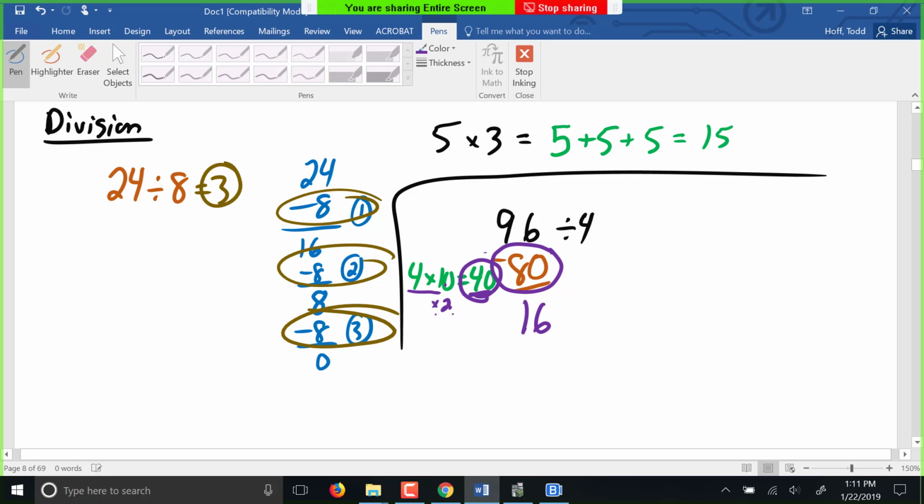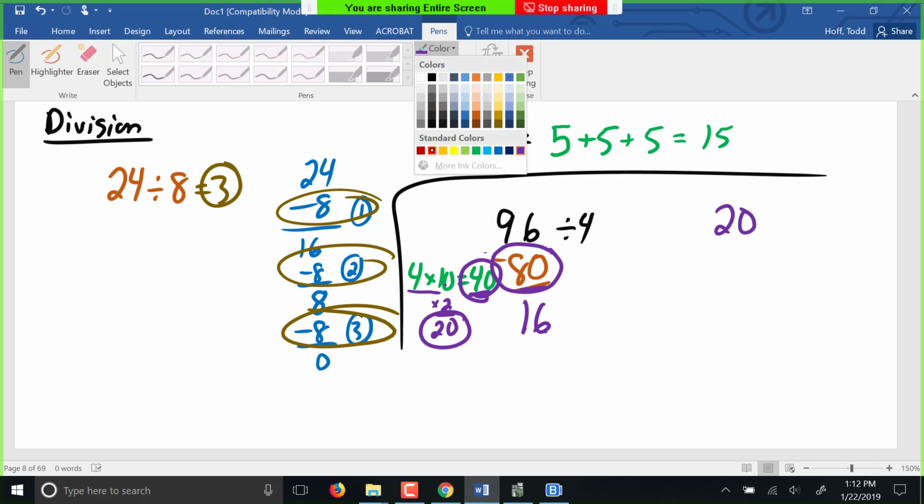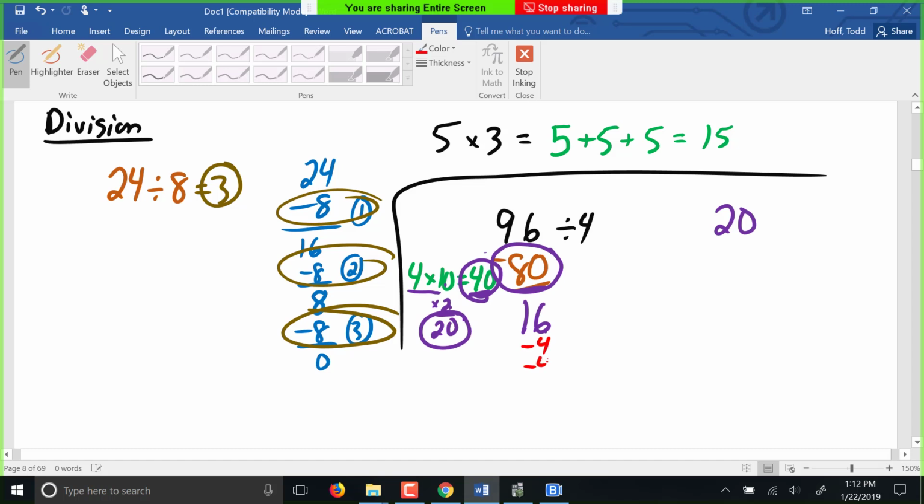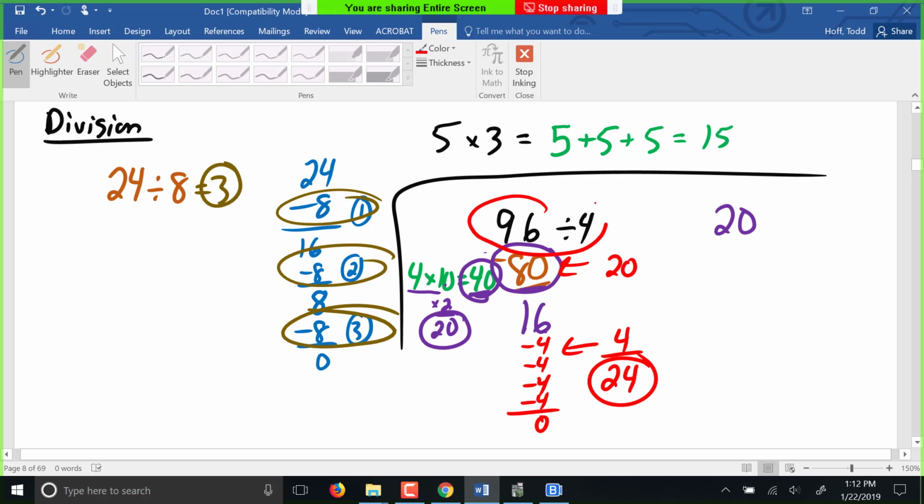So 10 times 2 is 20. What that 80 represented was 20 4s. I subtracted 4 20 times. That's where the 80 came from. Now out of the 16, I could subtract 4 four more times to get to 0. So I subtracted it 20 times, and 4 more times. That's a total of 24 times. So 96 divided by 4 is 24 because I can subtract 4 from 96 24 times.